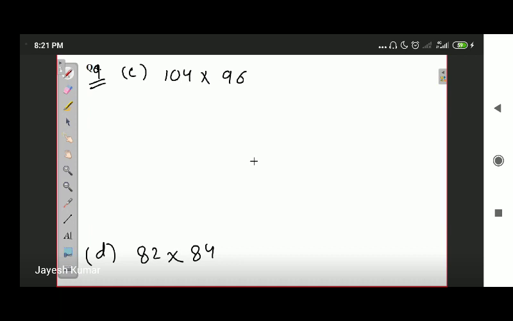Now C part. In C part we have 104 multiplied by 96. One way to multiply 104 and 96 would be to simply multiply them. Another way would be to rewrite them: 104 can be written as 100 plus 4, and 96 can be written as 100 minus 4.